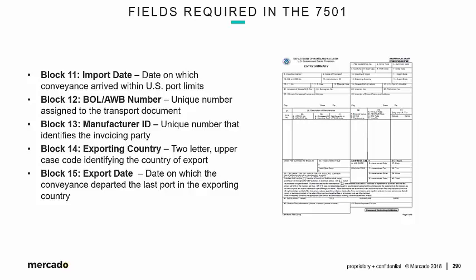Block 14, the exporting country. And that's not necessarily the country of origin, by the way. Doesn't have to be. But in Block 14, it's a 2-letter uppercase code identifying the country of export. Block 15, export date, date on which the conveyance departed the last port in the exporting country.